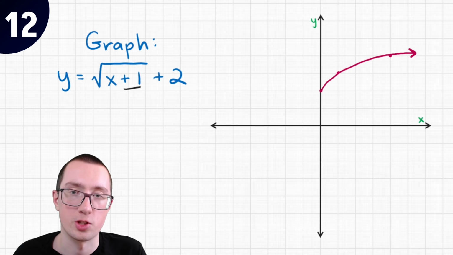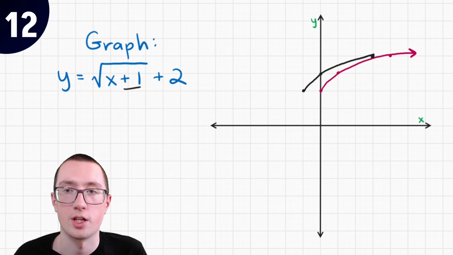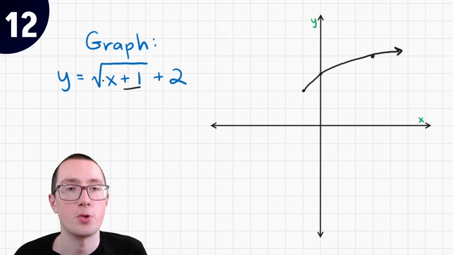So this point here is going to move 1 square to the left. This point here is going to move 1 square to the left. And this point here is going to move, you guessed it, 1 square to the left. And we can go ahead and connect up all of these dots, just like before. Now we can erase our purple line because we don't need that anymore. And here we go. This is our final graph of y equals the square root of x plus 1, plus 2.